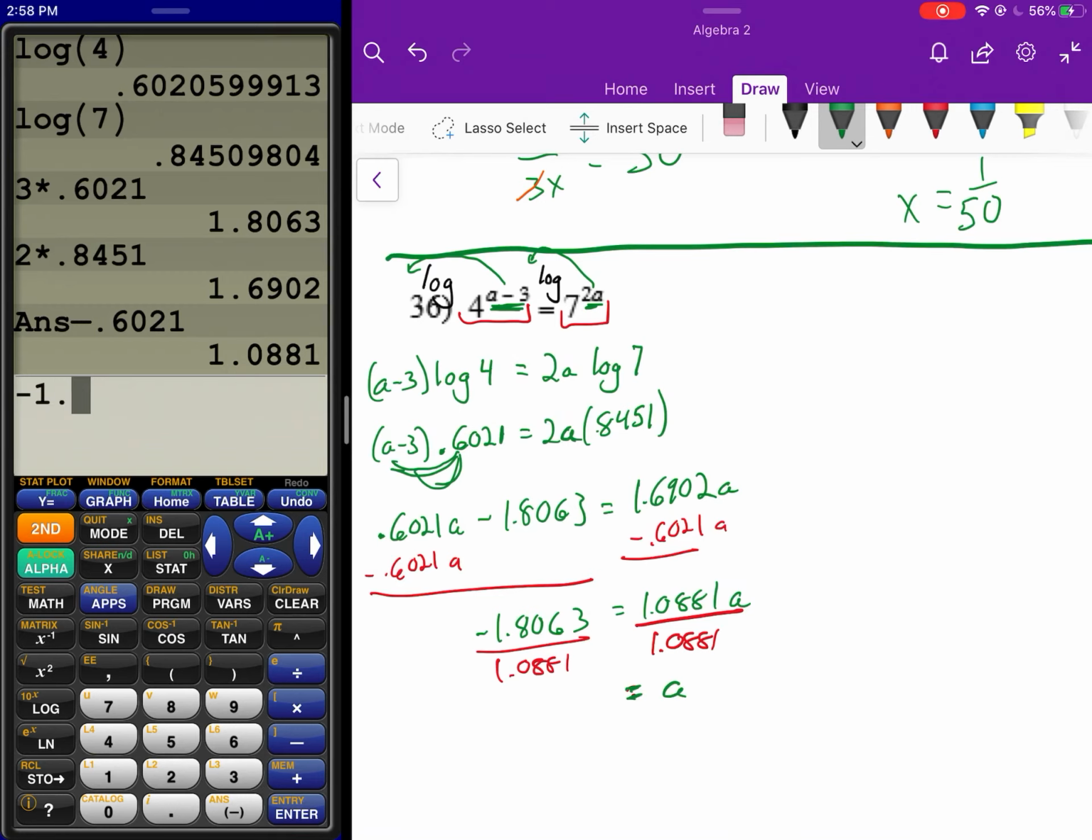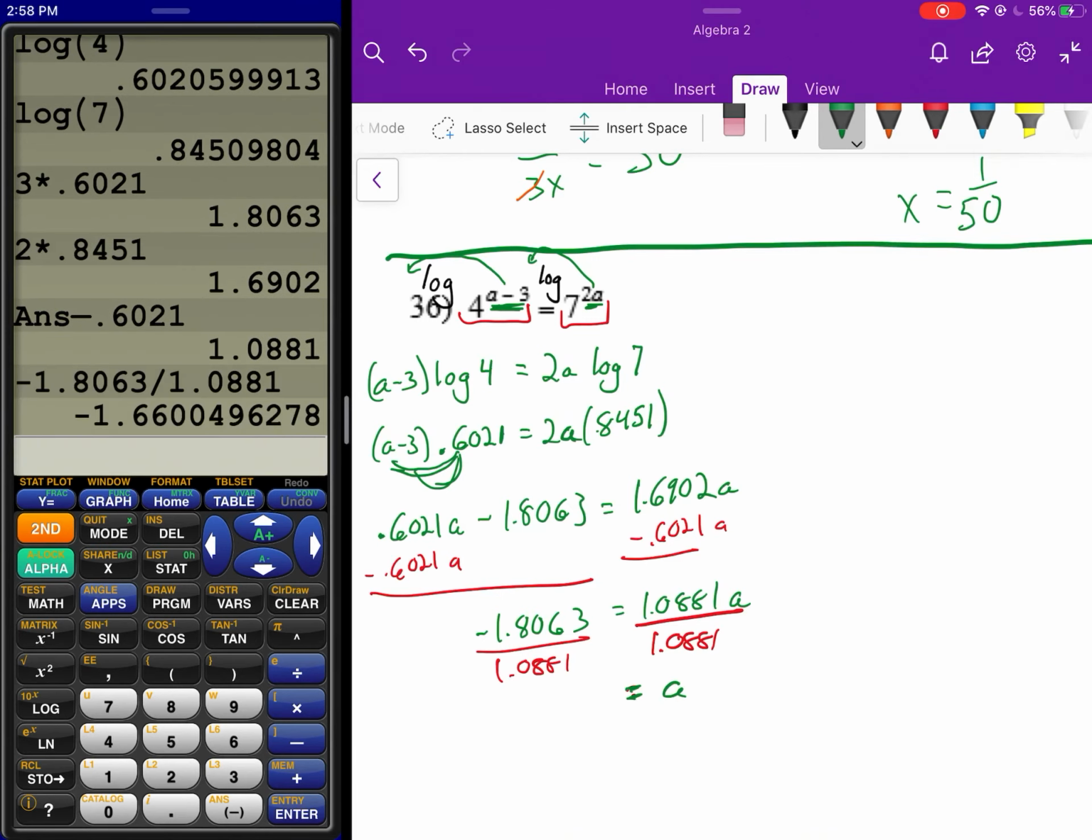So we got negative 1.8063 divided by 1.0881 to give us an answer of negative 1.6600. I'll write the zeros in there so we know that we rounded to the 10,000th, but we don't have to have them. And so there's that answer. So if we put a back in there, it would make those two things equal to each other.